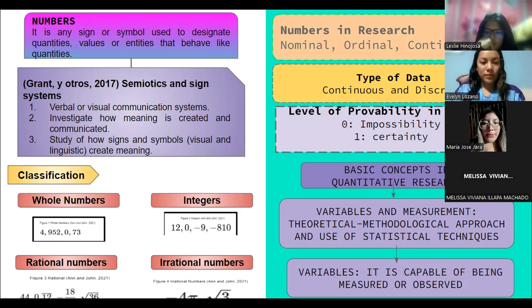Variables and measurement. It's important to have a good technique for data collection, which can be interviews, focus groups, observations, etc., in order to have a good interpretation of data and a theoretical methodological approach. And finally, here we have what a variable is. It's defined as a property that can vary and is capable of being measured and observed, such as religion, sex, intelligence. It's applied to a group of people that you want to analyze.